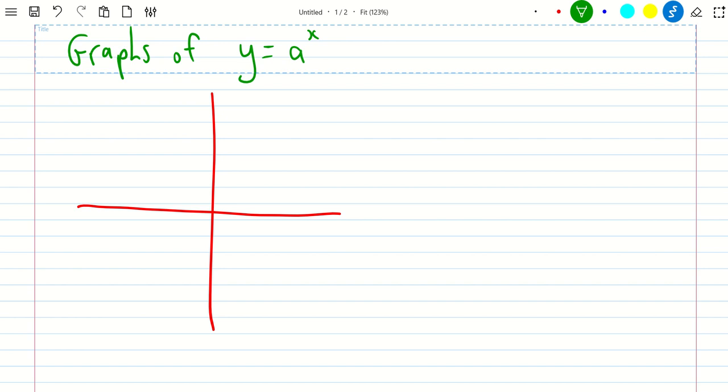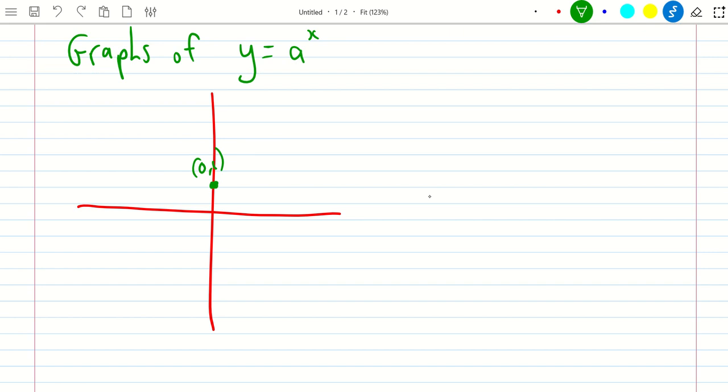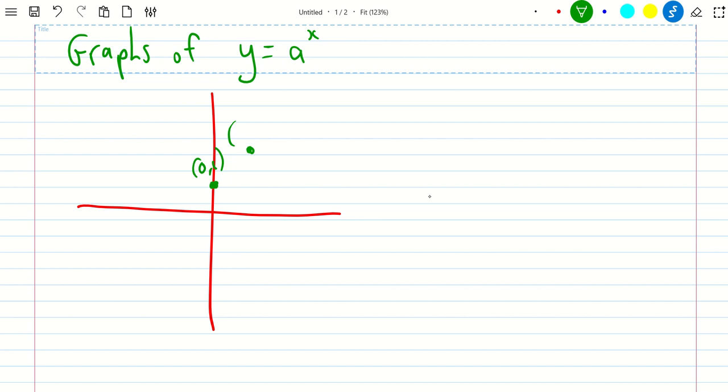Now, the key point here is when x is equal to 0. So when x is equal to 0, a to the power of 0 is equal to 1. And so we're always going to get the point (0, 1). No matter what the value of a is, it's always going to go through (0, 1). Also, when x is equal to 1, you're going to get y is equal to a. And so you're going to get another point here somewhere where if x is equal to 1, y is equal to a, just like we did with the logs.